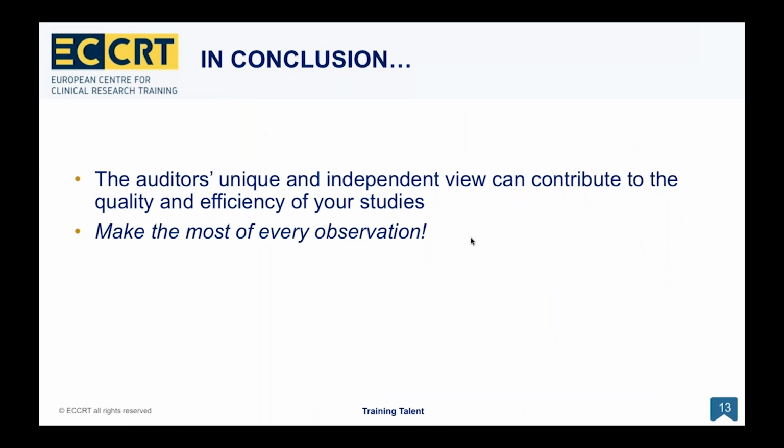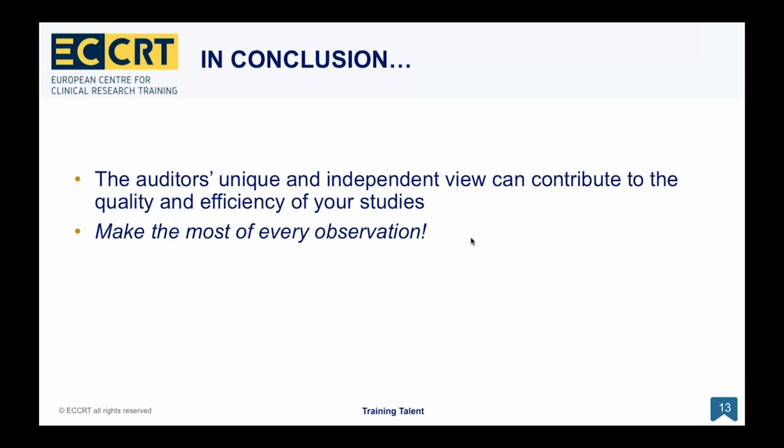Okay, so I'm hoping you're going to have a lot of questions on this. My conclusion here at the moment is that the auditor's unique and independent view can contribute to the quality and efficiency of your studies.